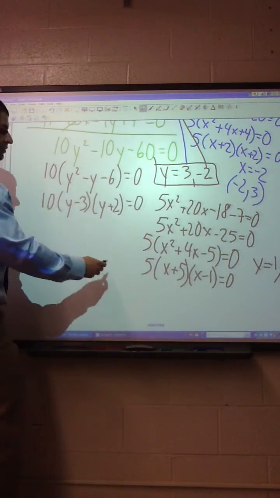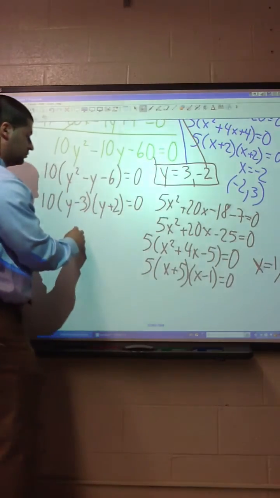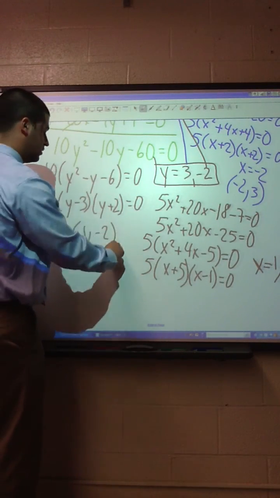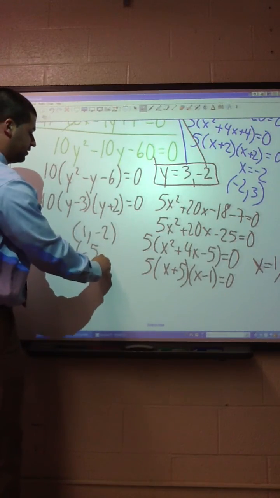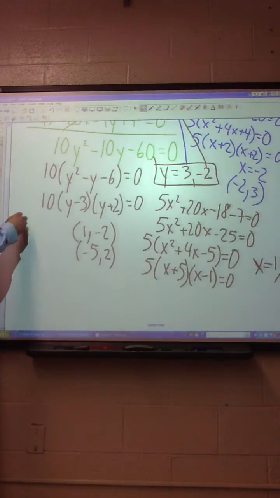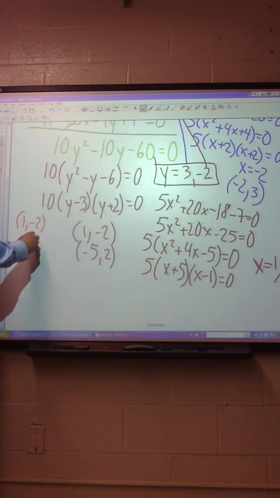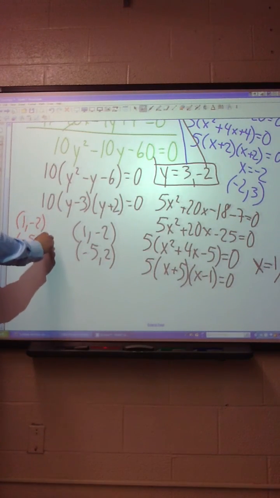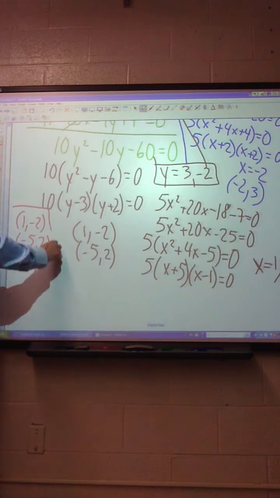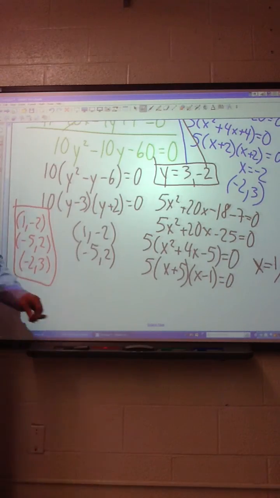So our answers: 1, negative 2, and negative 5, negative 2. So now we have 3 possible solutions. So those are the 3 ways you're going to solve systems of quadratics. Be prepared to use them in class tomorrow.